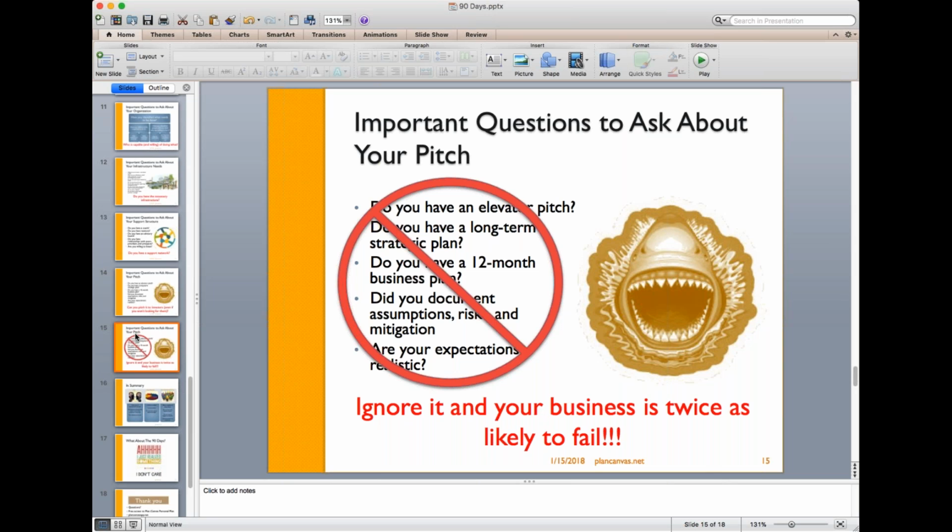Any business startup is already at lower odds of succeeding just because it's a startup, right? The failure rate is unacceptably high in startups. But if you don't do the stuff that's included on this screen, if you couldn't pitch it to an investor, you are twice as likely to fail. So why increase the odds of failure when the odds are already stacked against you? Do something to turn that tide and put the odds more in your favor. All right, so do this stuff, please.